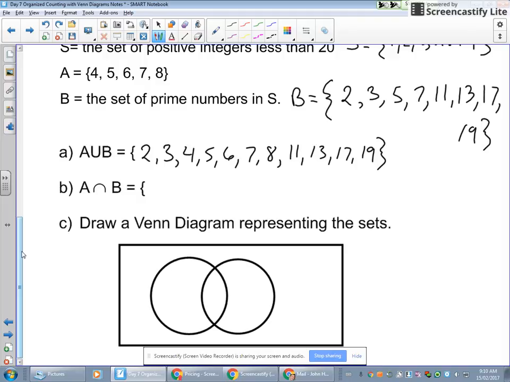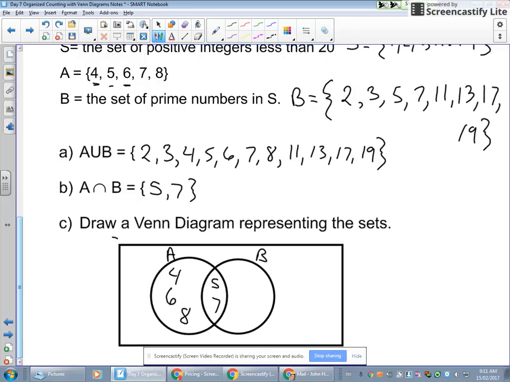So is 4 in? 4 is not inside of B. 5 is inside of B. 6 is not inside of B. 7 is inside of B. So that's it. Those are the only 2 that are contained in both A and B. And so now to draw our Venn diagram, I'll show that this one is A, this one is B. Inside of the intersection, we've got 5 and 7. Inside of just A, we've got 4, 6, and 8.